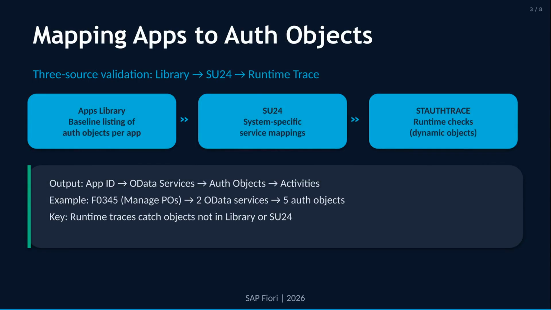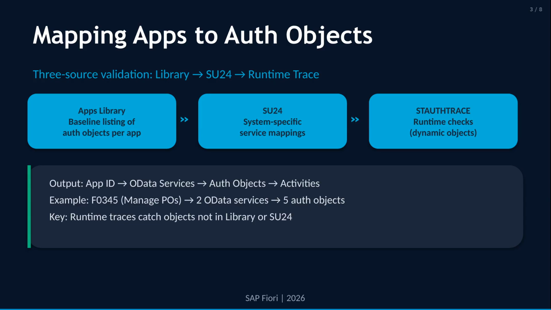The foundation of Fiori SOD analysis is a mapping table that connects each Fiori app to its underlying authorization objects. Here is how to build it. Start with the Fiori Apps Library at fioriappslibrary.hana.ondemand.com. For each app in your scope, note the app ID, the required OData services, and the listed authorization objects.